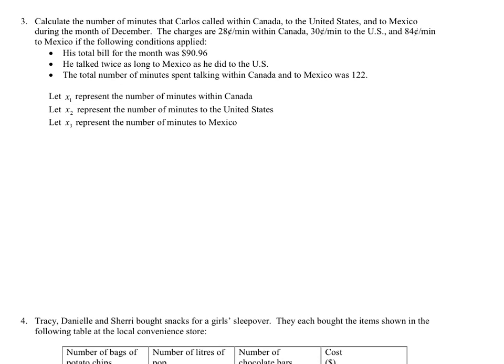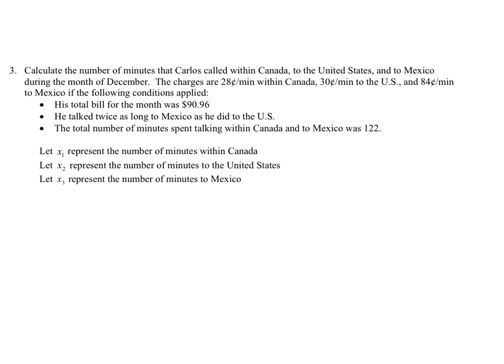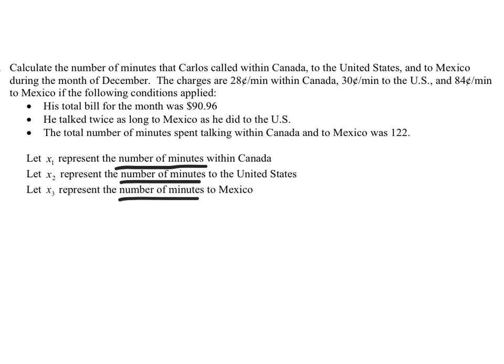All right, so unfortunately not given in table form, but that's okay. They're saying x1, x2, and x3 represent the number of minutes. In each case, we're looking for the number of minutes rather than the cost per minute. In the previous question, we were looking for cost. Now we're going the other way. All right, so we'll get our setup here.